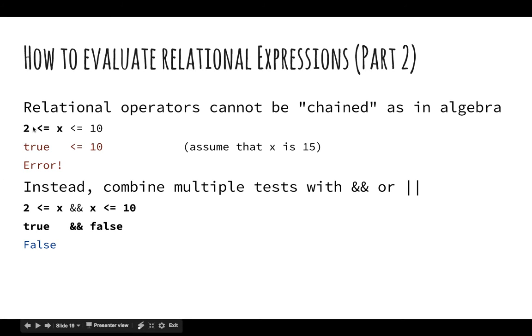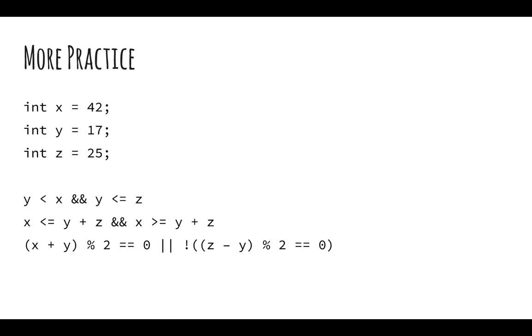You know, in algebra, we can say 2 is less than or equal to x, which is less than or equal to 10. This breaks in Java. This is really two different relations, and we have to check it that way. So we say 2 less than or equal to x, and is x less than or equal to 10? And this is the way that we would check a compound inequality in Java.